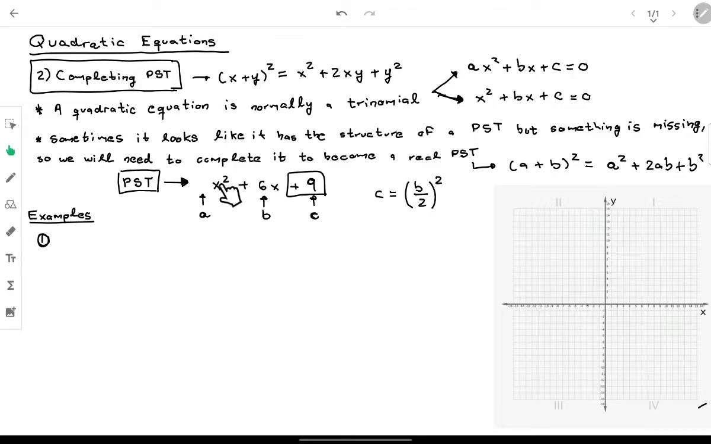This example, of course, is a perfect square trinomial. We have x squared plus 6x plus 9. Why is it a perfect square trinomial? The first term has a square root that is x. The third term has a square root that is 3. 3 times 2 times x is going to be 6x. So this one is a perfect square trinomial.